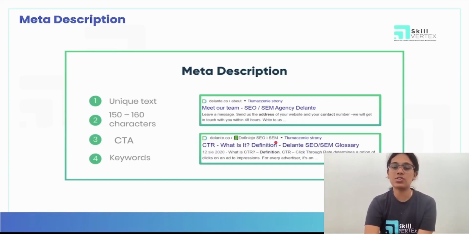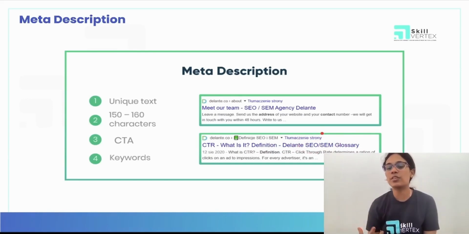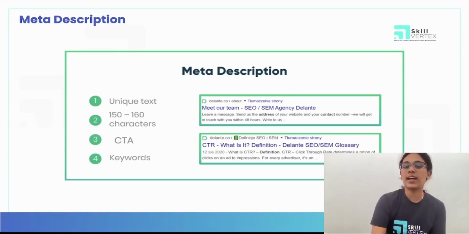They're giving the definition. It is coming from Delante, the company's glossary. They have the keyword SEO or SEM. Since it's an agency, they want to feature as much as possible that they are an SEO optimized company, an SEM company. So in that, you also see this. When was it published? Then you have the meta description.